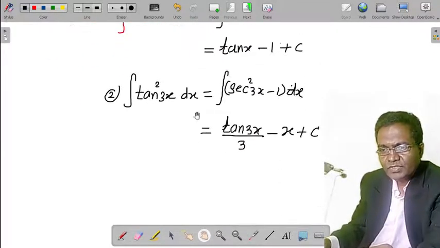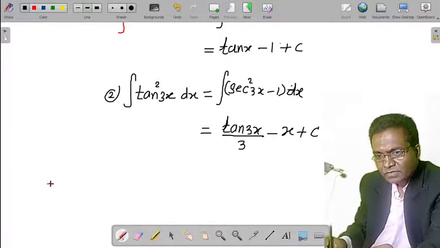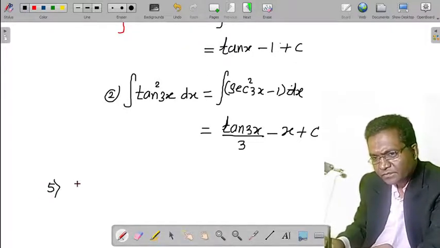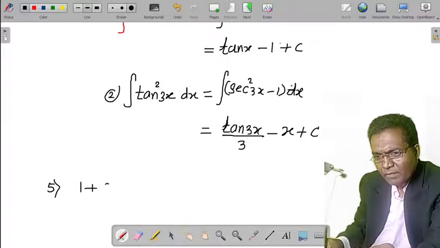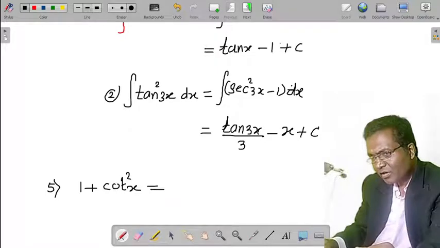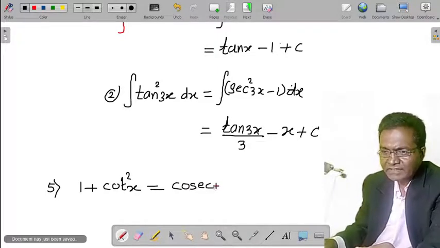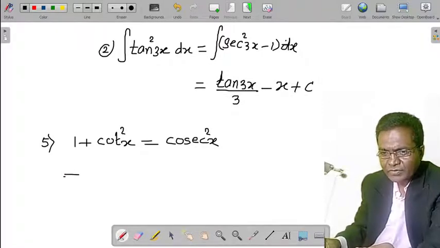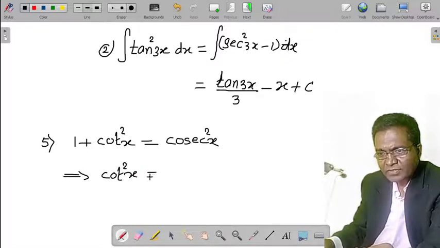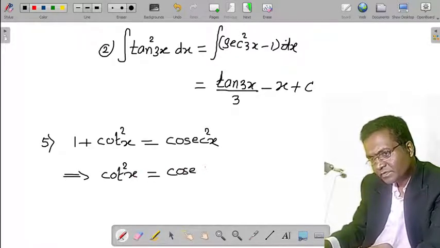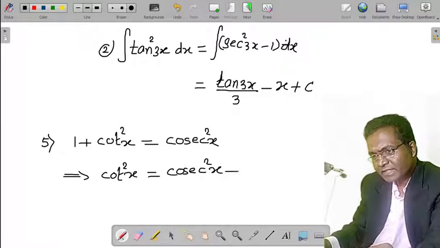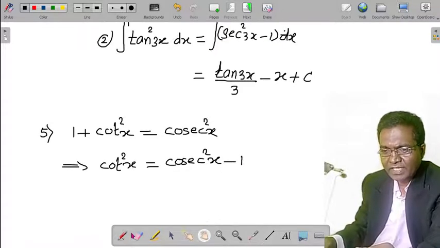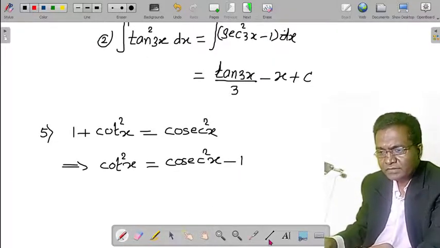Similarly, this is your fifth one. You also know that 1 plus cot square x is cosec square x. And this gives you cot square x equals cosec square x minus 1. So you have to remember this.